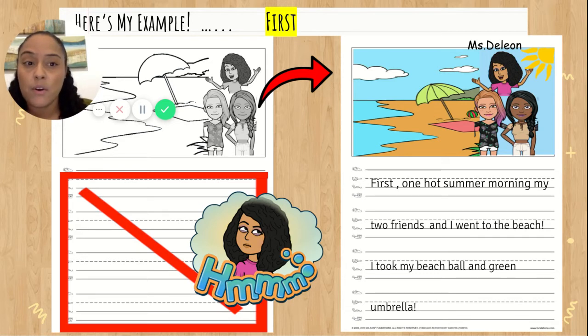I didn't have green before, and I didn't write in my beach ball. I didn't add it to my picture. So I went ahead and added it now. Here goes. First, one hot summer morning, my 2 friends and I went to the beach. I took my beach ball and green umbrella.